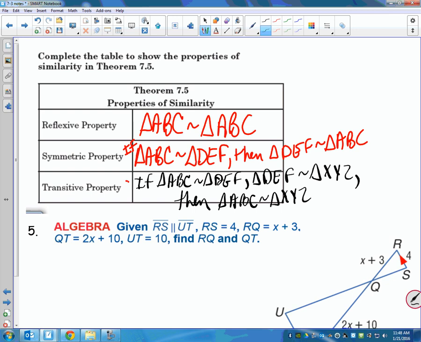We use these properties all the time, and geometry is really the one class that we teach you that. So as you move on and you're solving equations in other classes, these properties, along with all the other properties, will show up.